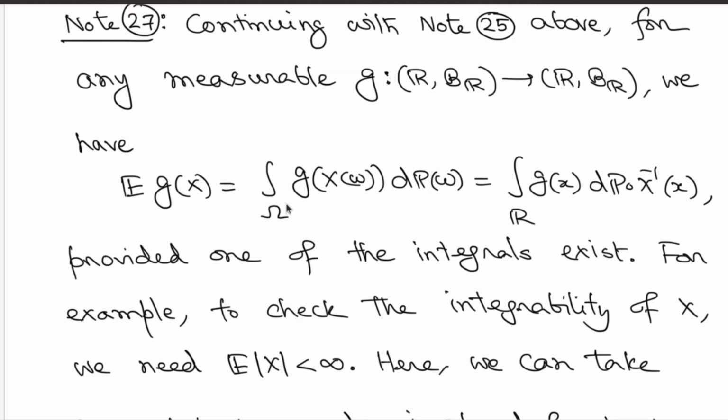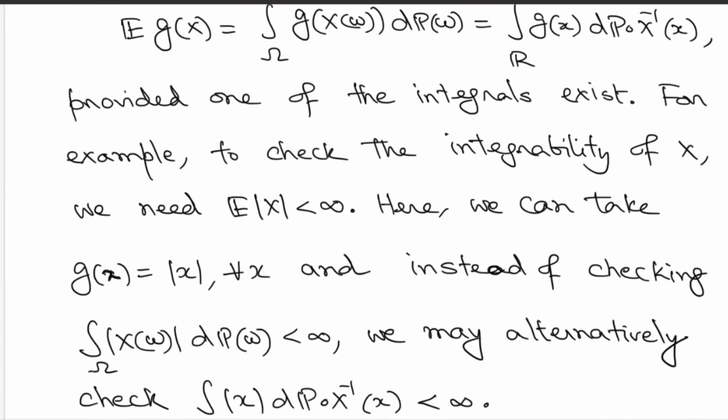Okay, so this is the advantage, that you are transferring all the information in terms of P compose X inverse. Alright, now here is an interesting observation. Choose the function g of x equals mod of x. What will happen here is that the expected value of mod of g of x, or expected value of mod of x, is exactly equal to the integration of mod of x with respect to the measure P compose X inverse, right?